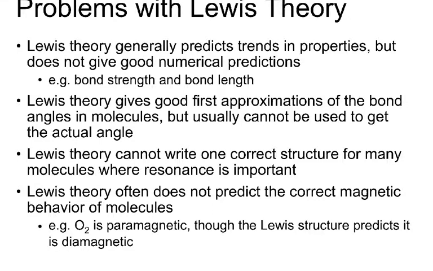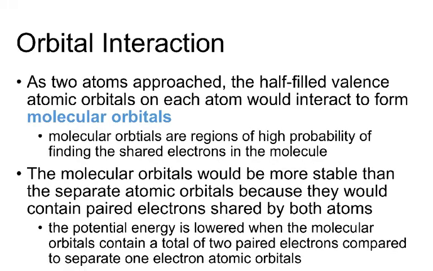It will give a good first approximation of the bond angle, but if you want to find the actual angle, Lewis theory is not where you're going to turn. It can't write one correct structure for molecules where resonance is important. You have to draw two structures or more. And it doesn't always predict the correct magnetic behavior. So for example, oxygen is paramagnetic, but Lewis structure would predict it to be diamagnetic.